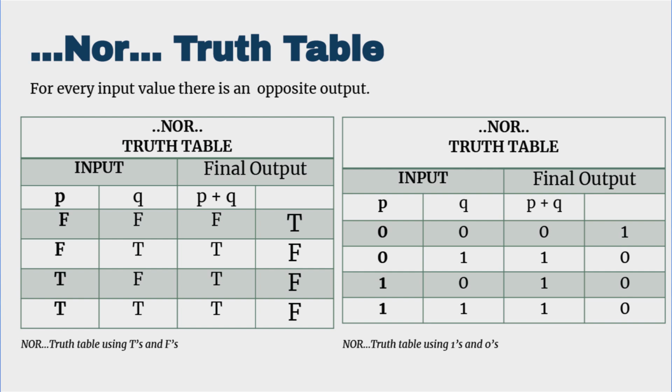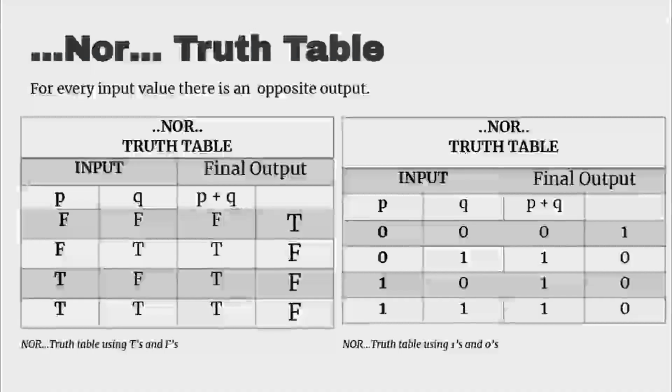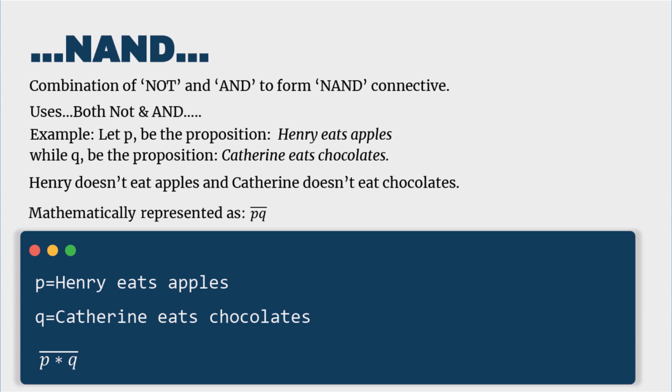Then we shall look at the NAND. NAND means not both. It is the opposite of AND. So if we have the propositions Henry eats apples and Catherine eats chocolate, then we can read it to say Henry doesn't eat apples and Catherine doesn't eat chocolate. And it can be represented mathematically as P times Q negated. Okay?